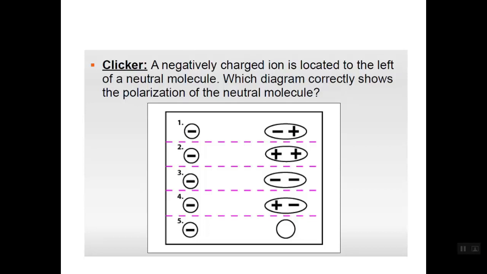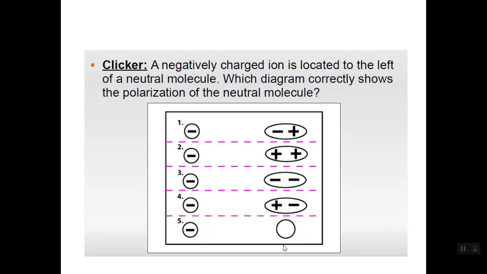A negatively charged ion is located to the left of a neutral molecule. Which diagram below correctly shows the polarization of the neutral molecule? Pause the video and take a moment to answer before you continue.